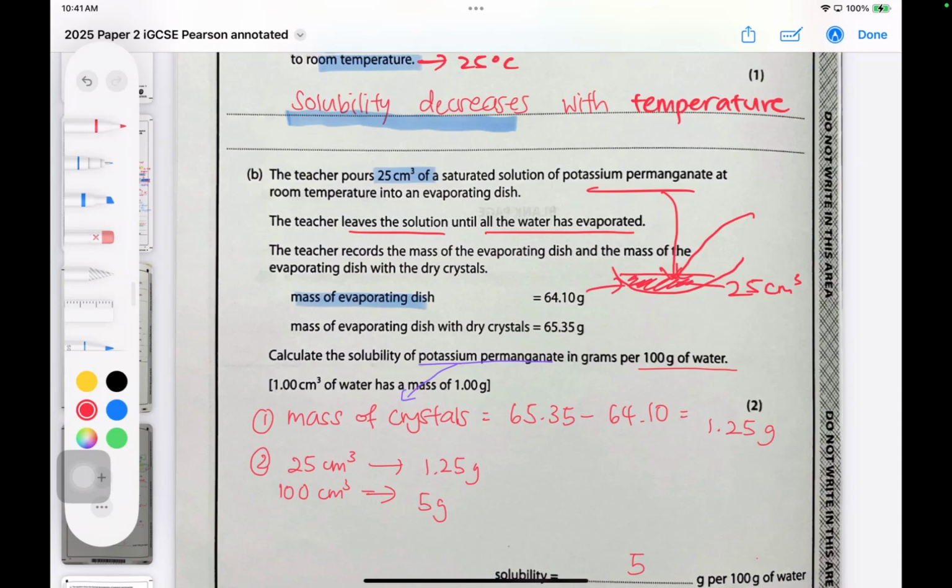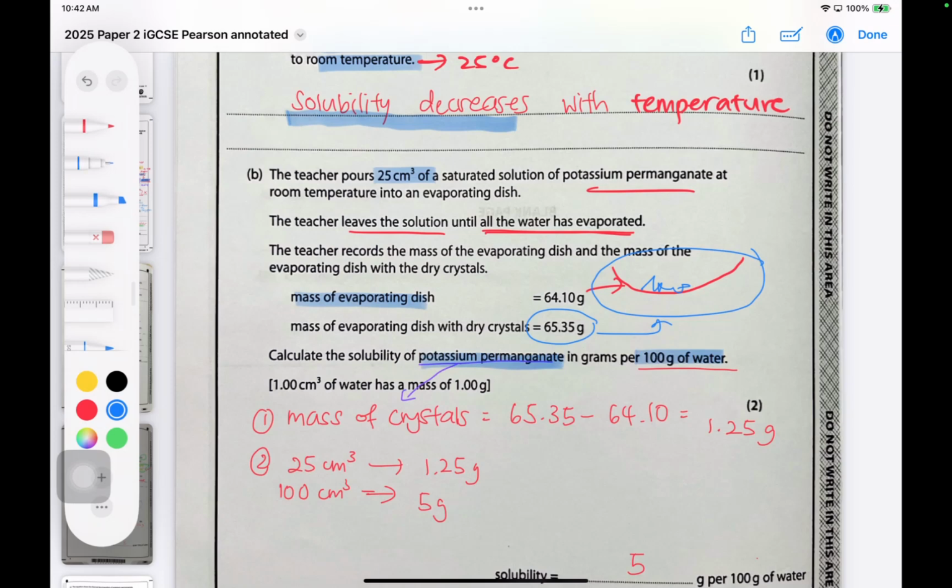And so we have our potassium permanganate solution, and she leaves it over a few days for all the water to evaporate. At the end, she doesn't have the water anymore, but she has some crystals on the dish. The total mass of this with the crystals is 65.35 gram. They are asking you to calculate the solubility of potassium permanganate in 100 gram of water.